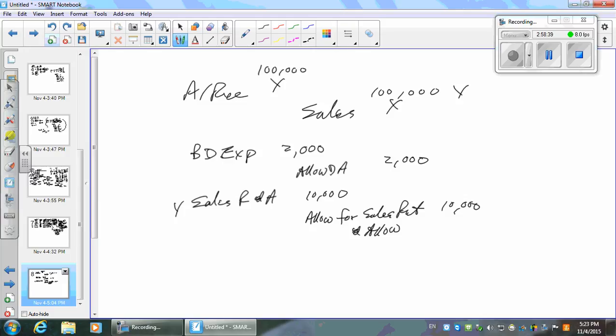So anyway, specific identification is kind of neat. You can do average, FIFO, LIFO on your own, absolutely. Let's talk about LIFO reserve real quick. Over on pages 432 and 433, you need to really get a handle on this LIFO reserve. You guys do know that in order to use LIFO for tax purposes, you must use it for financial statement purposes, right? Yeah.